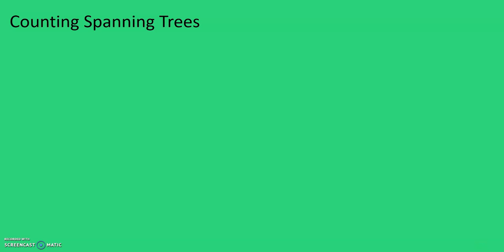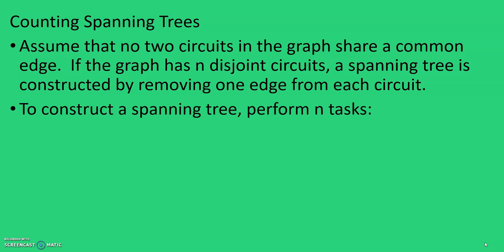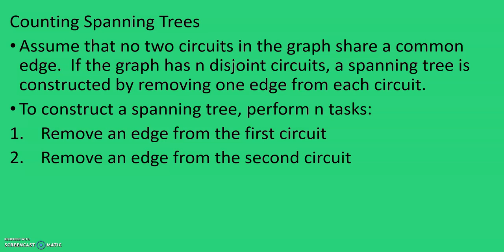Counting spanning trees. Assume that no 2 circuits in the graph share a common edge. If the graph has n disjoint circuits, a spanning tree is constructed by removing one edge from each circuit. To construct a spanning tree, perform n tasks. Remove an edge from the first circuit, remove an edge from the second circuit, and so on, until you have taken an edge away from each circuit, which is what we did in the previous example.